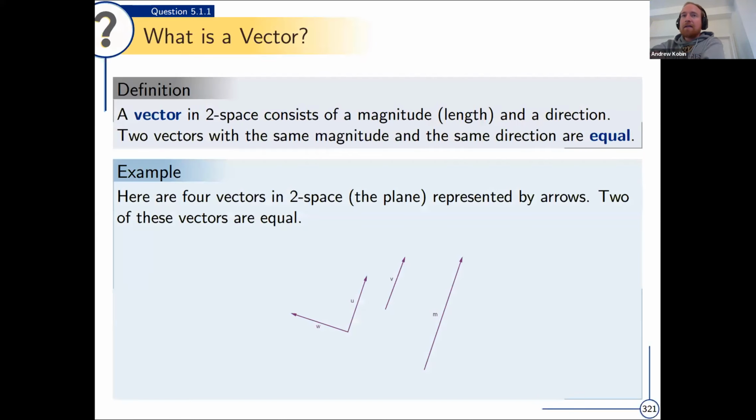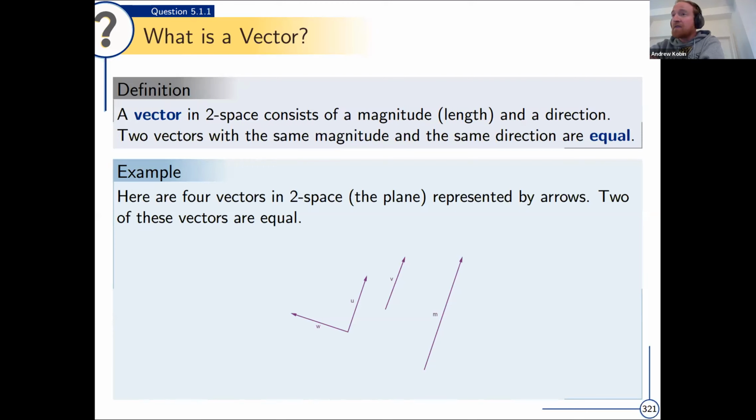So to get started, in two dimensions right away, we can define what a vector is. A vector is going to be the data or the information of a magnitude, which is also thought of as the length of the vector, and a direction in two-dimensional space. Now that's a sort of abstract definition. A vector has two pieces of information, the length, or magnitude, and the direction.